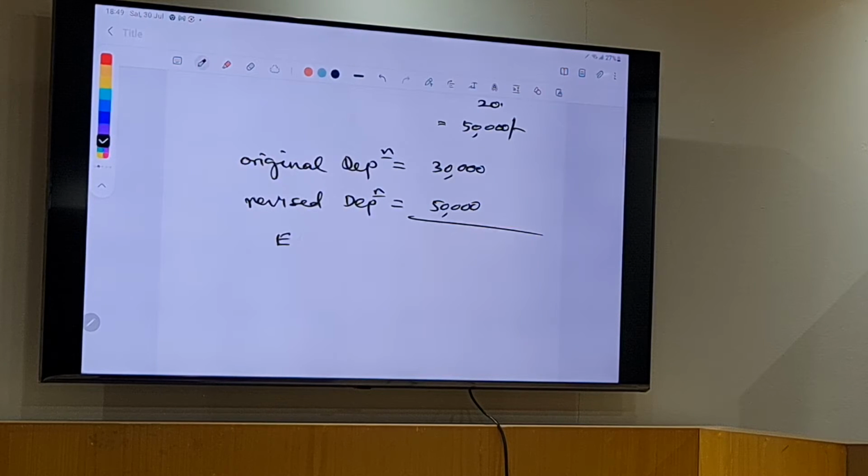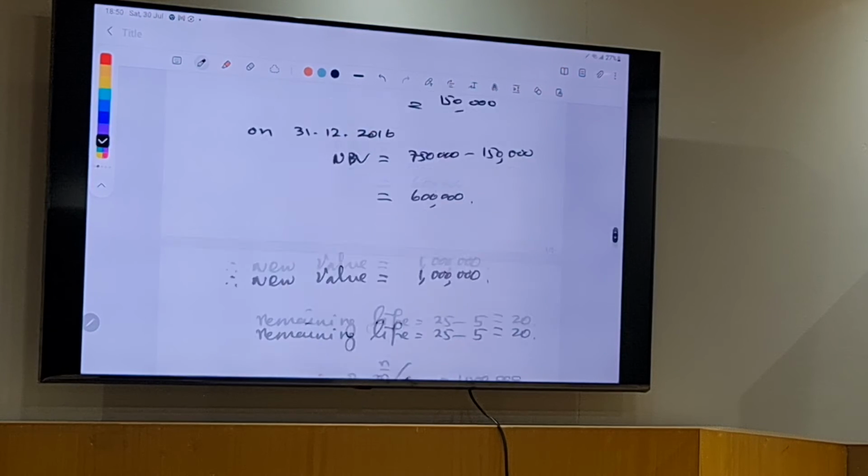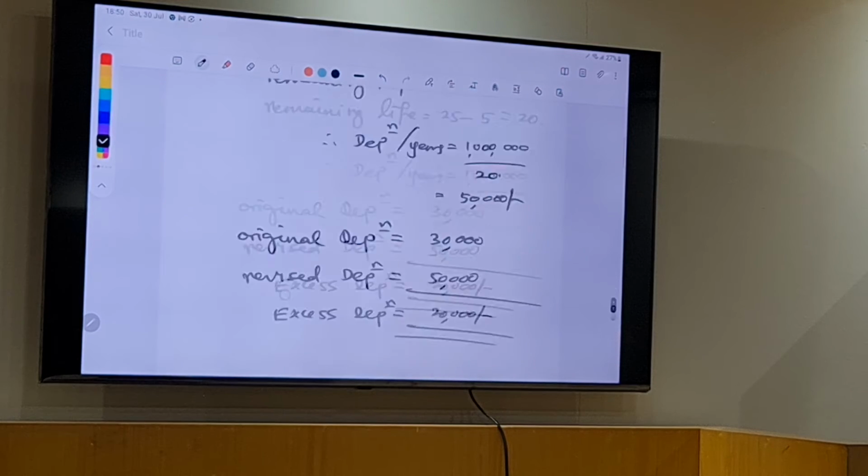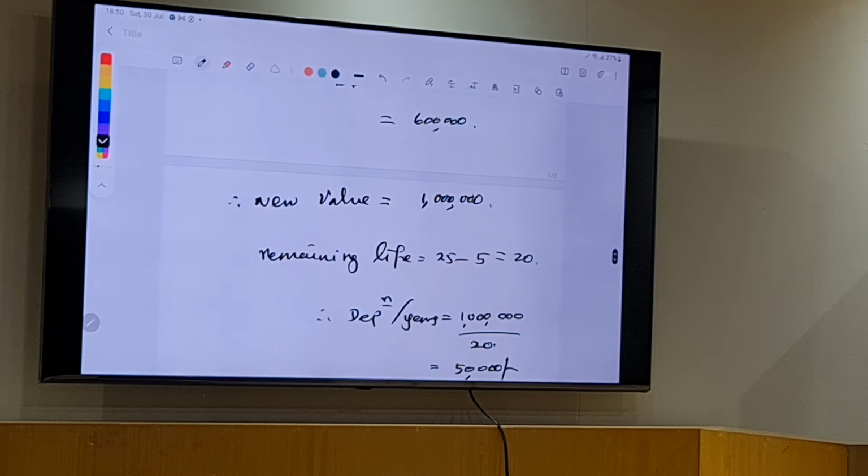How much? You can also calculate the same number in a different way. What is a different way? For 50,000, we already did this 50,000. Okay, this question.